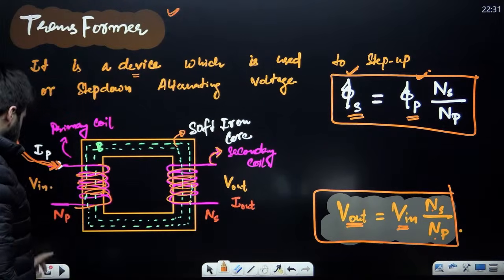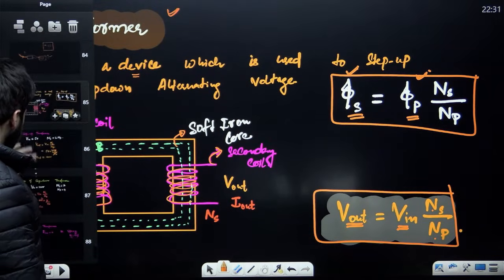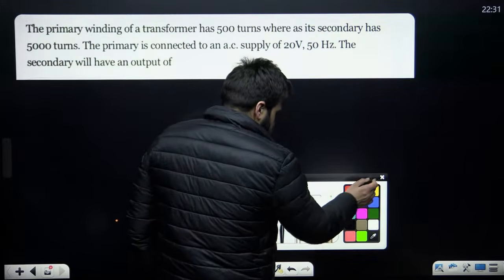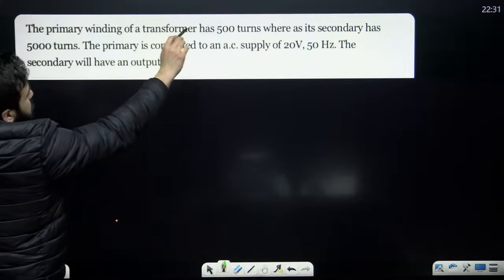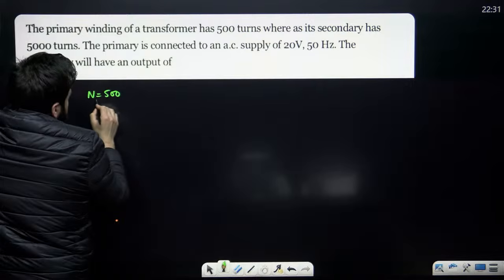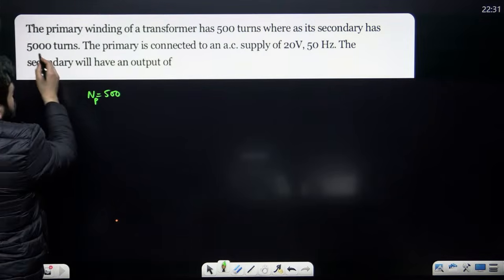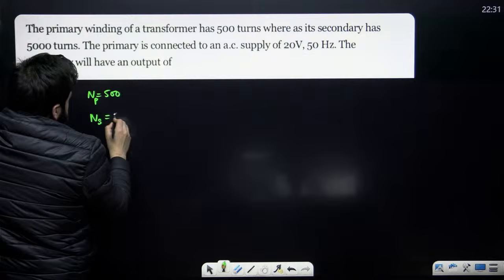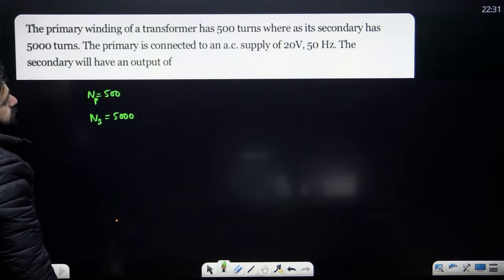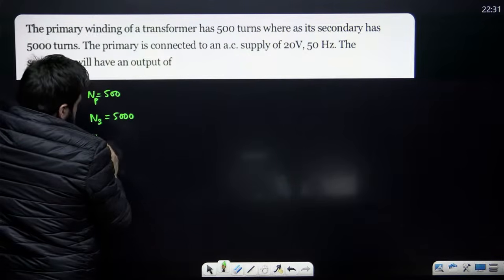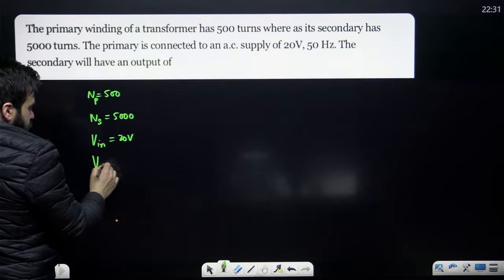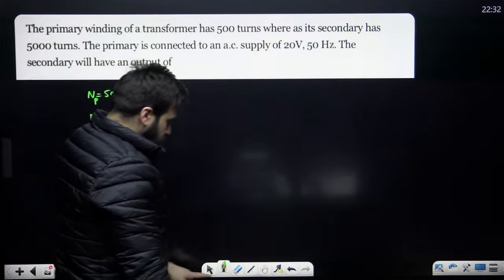Now, let's suppose I give you a question over here. With the help of the question, you will be able to understand. See, the primary winding of a transformer, primary coil, has number of turns as 500. That is NP. And the secondary winding, number of turns in the secondary coil, has 5000 turns. Connected to an AC supply, input voltage is given as 20 volts. The secondary voltage, so output voltage, how much output voltage is the transformer going to give in this case?